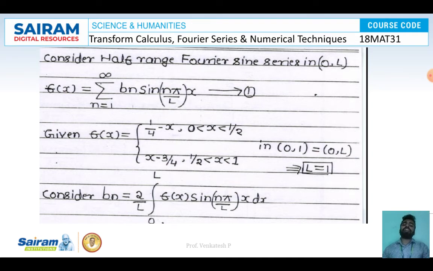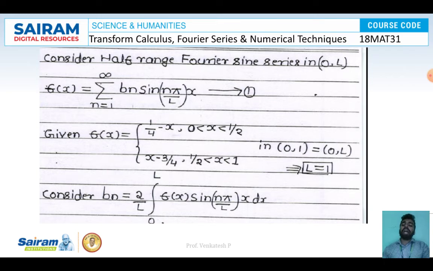And they have given that f of x is equal to 1/4 minus x for 0 less than x less than 1/2, and x minus 3/4 for 1/2 less than x less than 1. So totally here the x ranges from 0 to 1. So it implies that the value of L will be equal to 1, the arbitrary interval here.